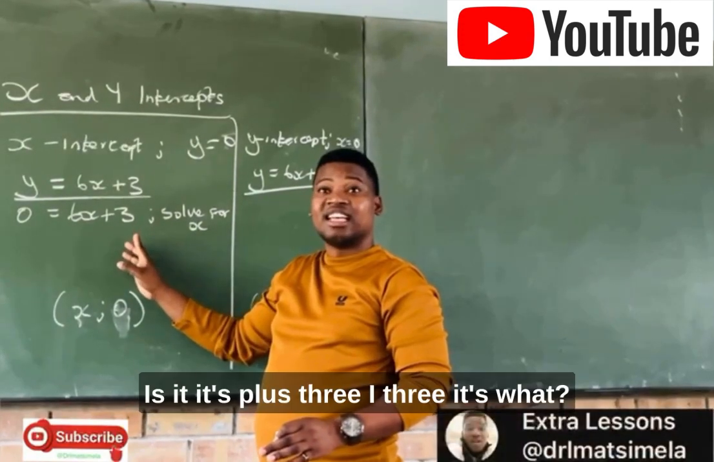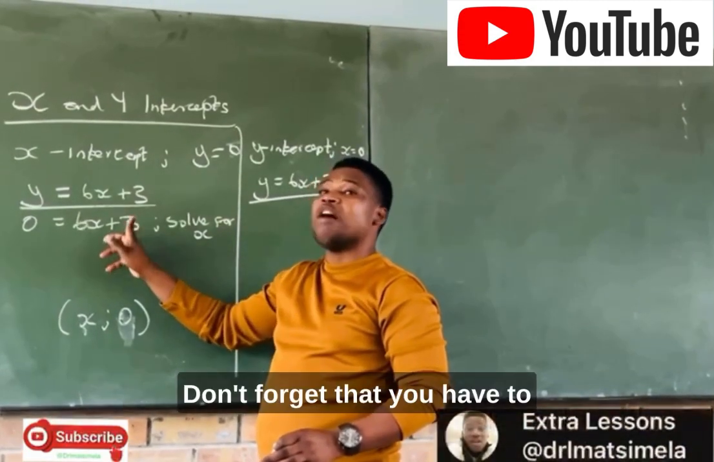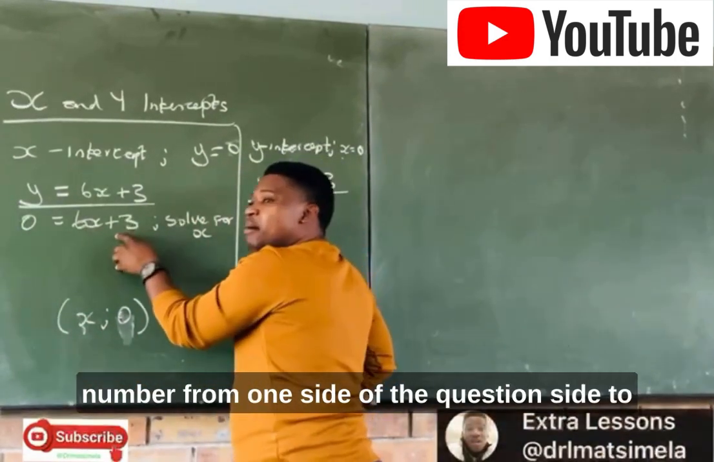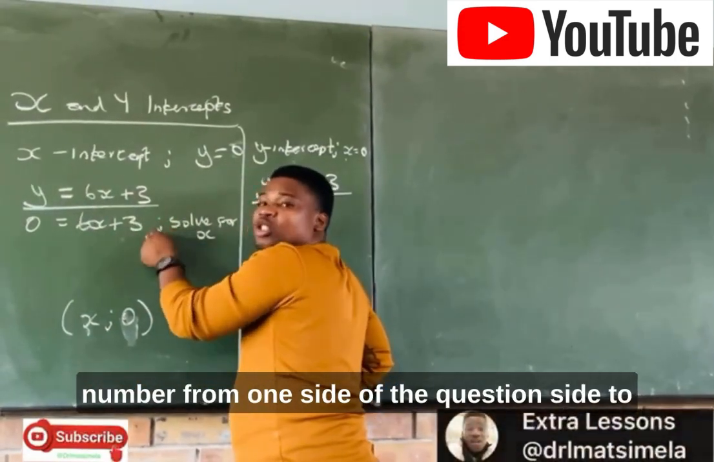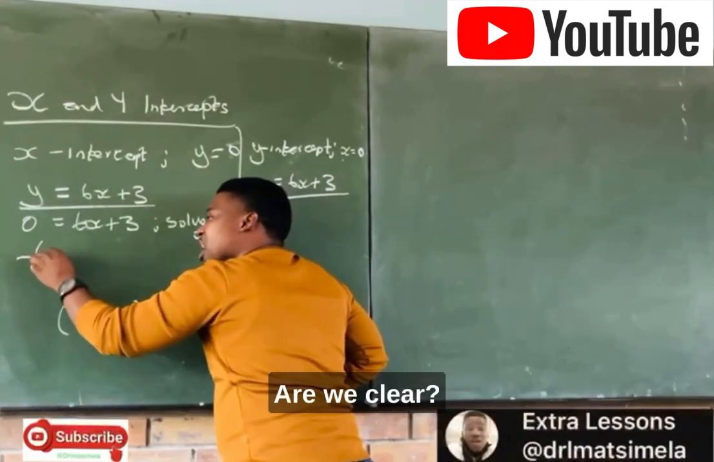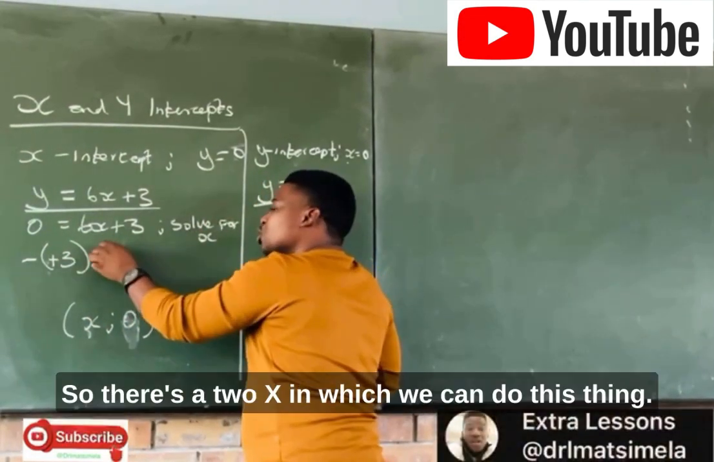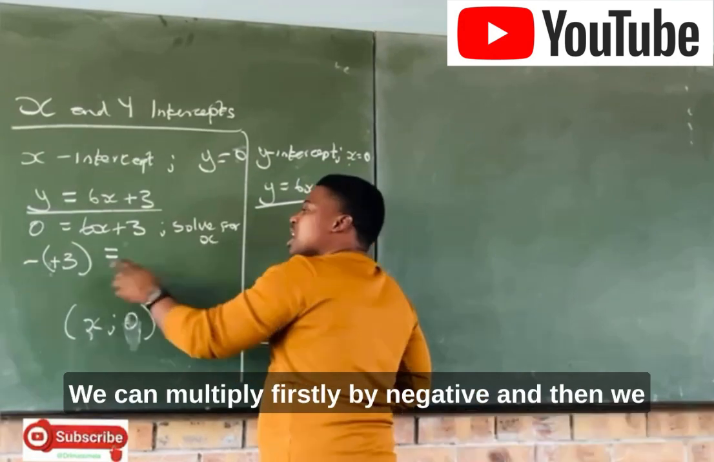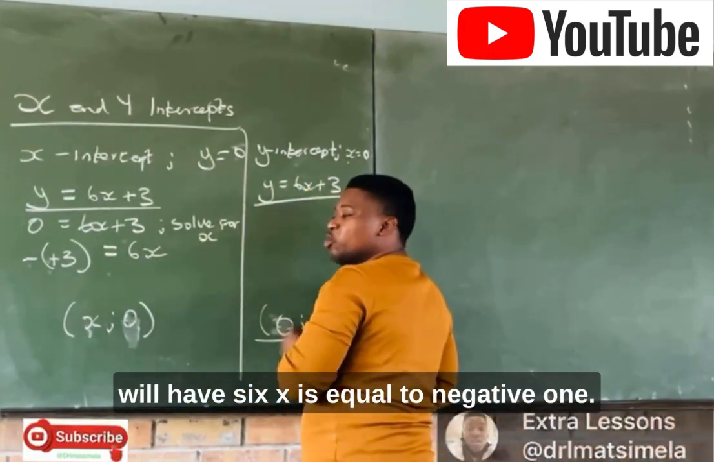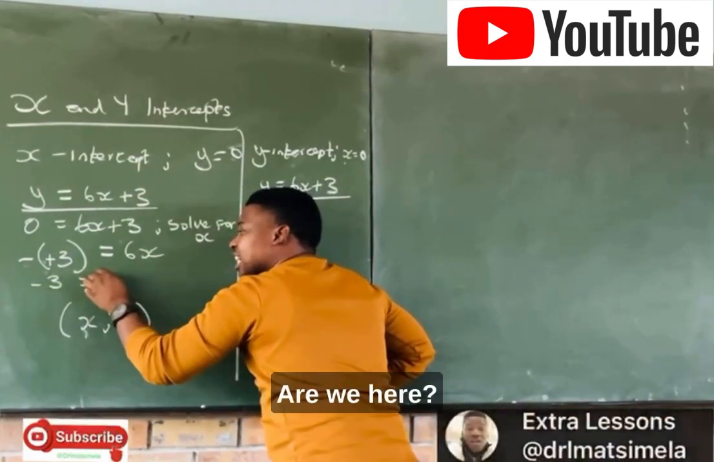It's plus 3. Don't forget that you have to take it with its sign. Okay? Yes. And what is the rule when we take a number from one side of the equation to the other side? We multiply by negative. Are we clear? Yes. So there are two ways in which we can do this. We can multiply firstly by negative, and then we will have 6x is equal to negative 3. Are we clear?